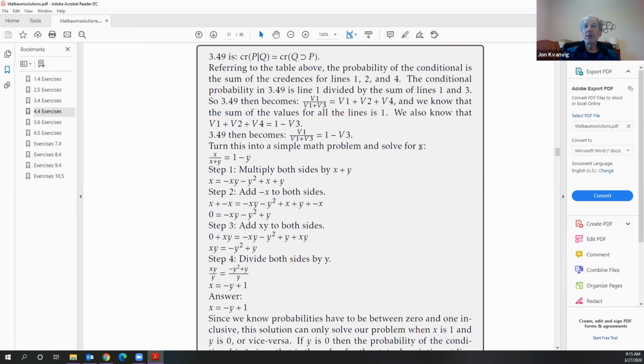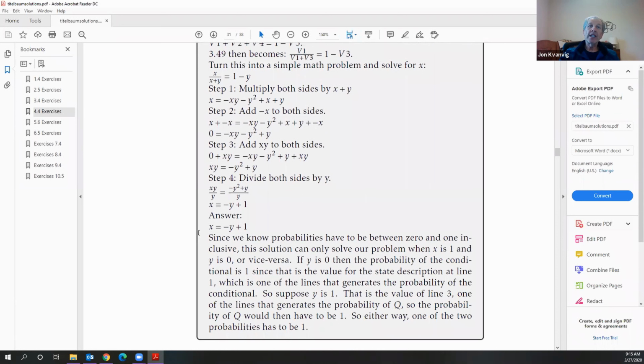So turn this into a simple problem to solve for x, where we let V1 be x and we let V3 be y. So we have x over x plus y equals 1 minus y. And now solve for x. And here's what you get. The answer you get is that x is minus y plus 1. And since probabilities have to be between 0 and 1 inclusive, this solution can only solve our problem when x is 1 or y is 0, or vice versa.